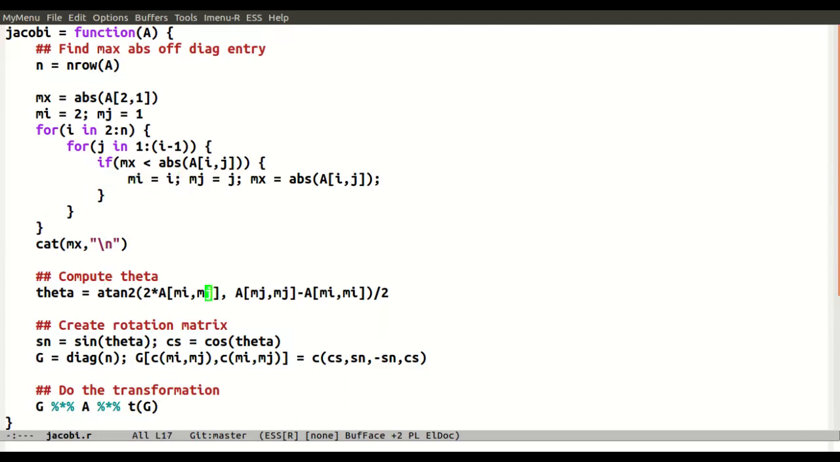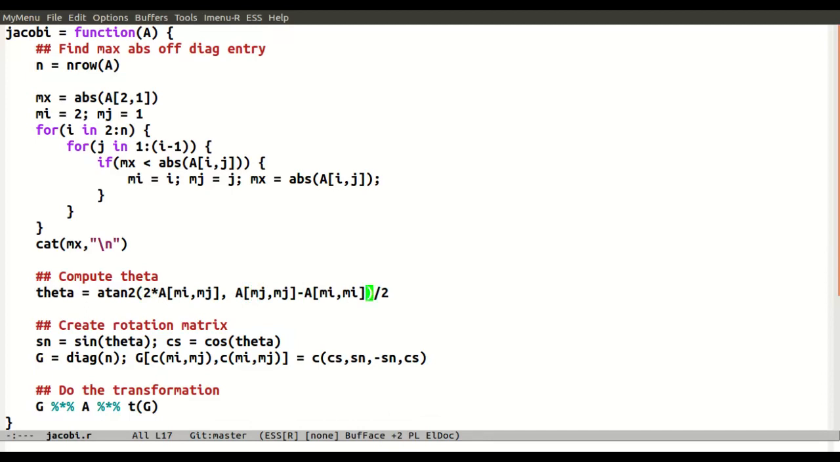So I basically use this formula, tan inverse of twice the off diagonal entry mi mj divided by a mj mj minus a mi mi. Tan inverse of that will be twice theta, so I divide by 2 to get theta. Now I am not using the usual tan inverse function, atan. I am using the function atan2, which basically takes care of the denominator being 0. So if the denominator ever vanishes, it still will give you the right result.